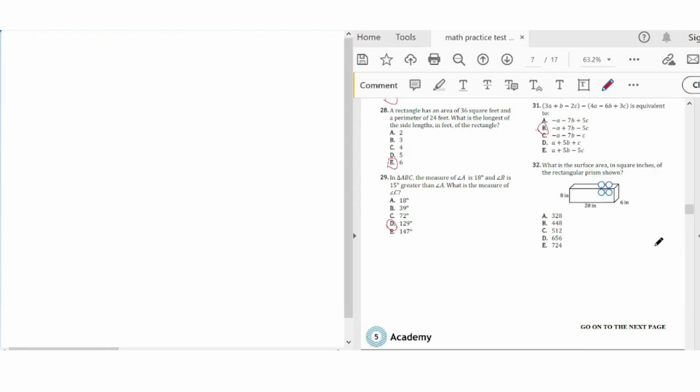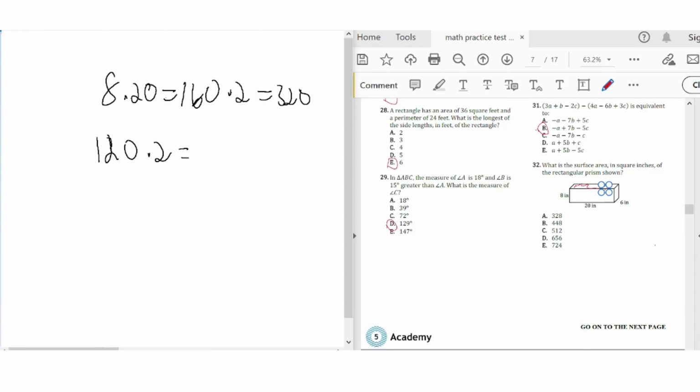So, we do 8 times 20, which is 160. We multiply that by 2 since there are two of those rectangles, and we get an answer of 320. Now, for those rectangles on top, right here, they have a width of 6, as you can see here, and a length of 20, which means they have an area of 120. Again, there are two of them, one on the top and one on the bottom, so we get 120 times 2 equals 240.